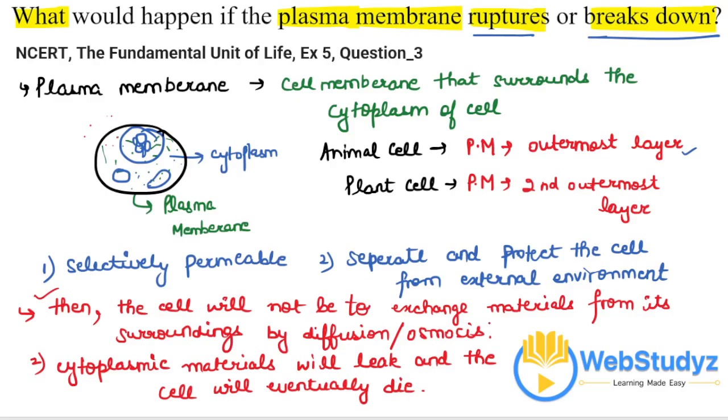Moreover, the cell will not be able to exchange materials from its surroundings. It will not be able to breathe. It will not be able to do the exchange of gases and everything, which is the function of the plasma membrane. It allows a few substances to flow in and out of the cell, which is being selectively permeable. So all these things will happen and the cell will eventually die.